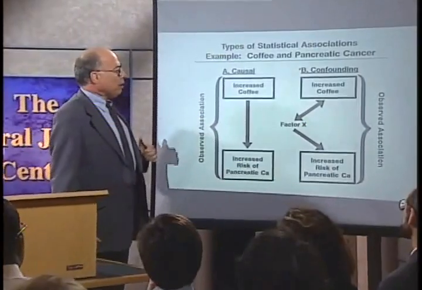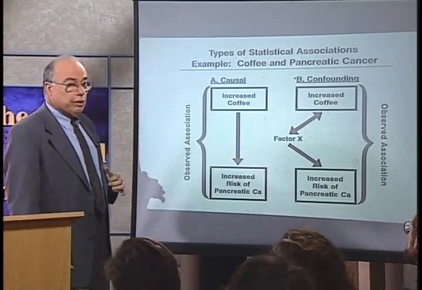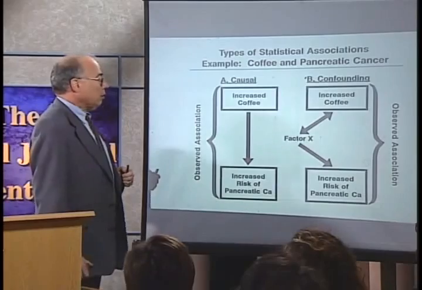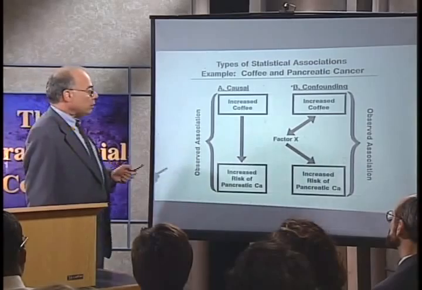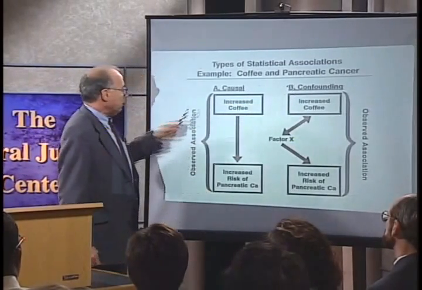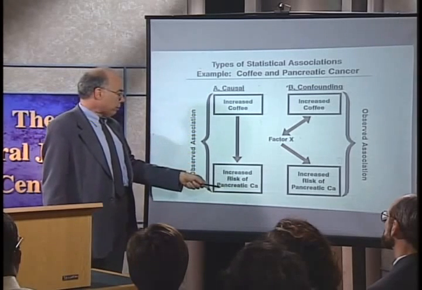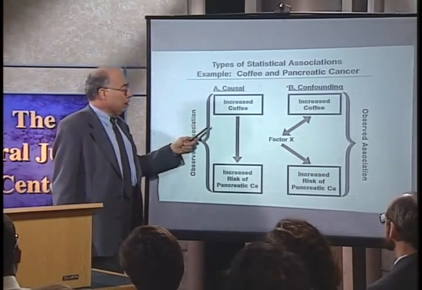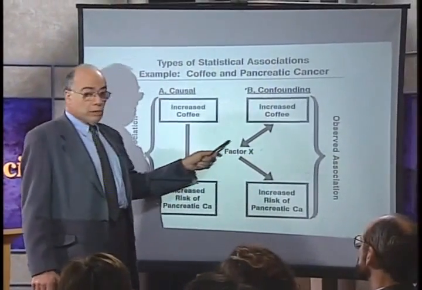Here is another example. Many years ago, Dr. Brian McMahon, professor and chairman of the Department of Epidemiology at Harvard, reported an association between increased coffee consumption and cancer of the pancreas. The question arose, was the association that he reported a causal one, or was it the result of confounding? On the left again, a causal relationship. Increased coffee consumption causes an increased risk of cancer of the pancreas, and therefore we have an observed association of the two. On the right, we have the same observed association because both are associated with factor X.